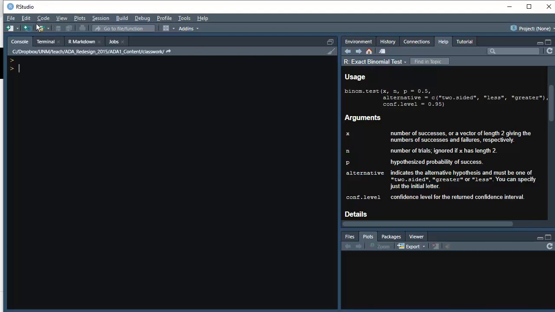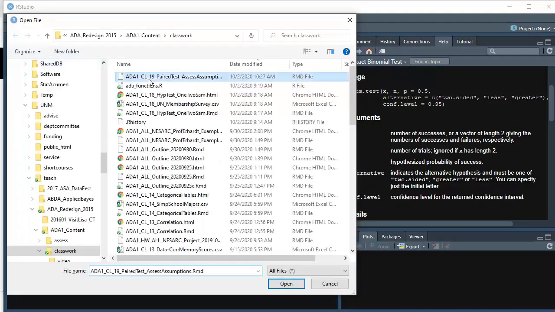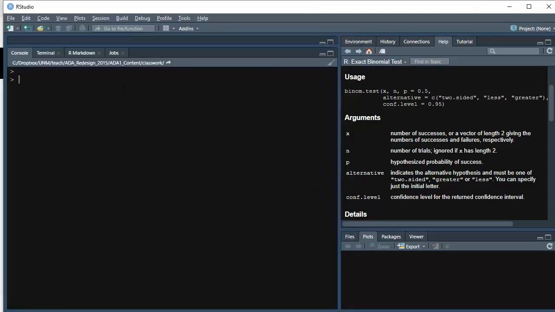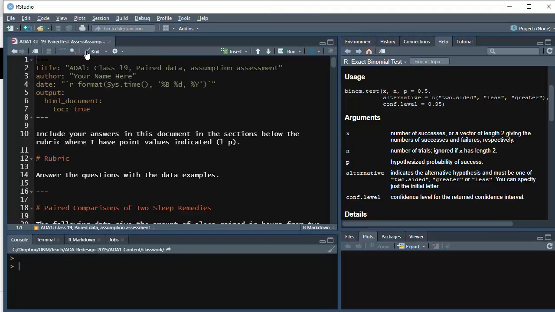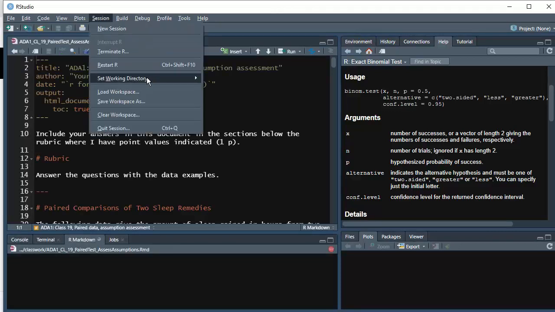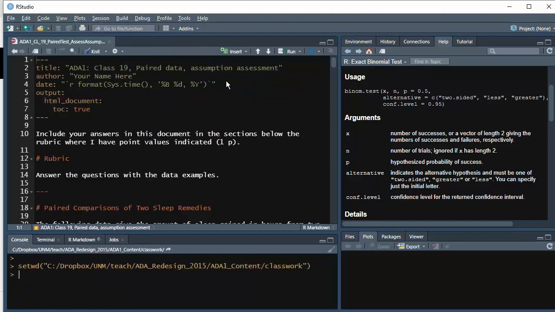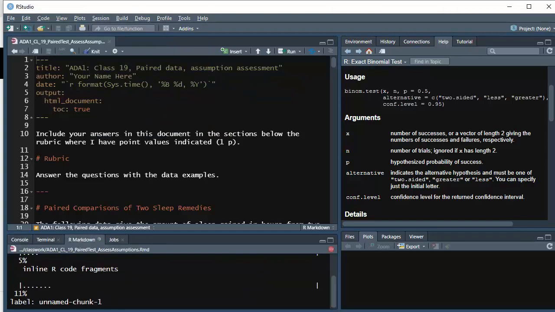So we'll go over to RStudio, we'll open Class 19, and we'll knit it. We'll also set the working directory to the source file location in case we want to do computations in the console.